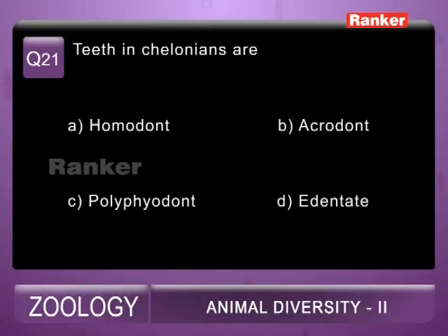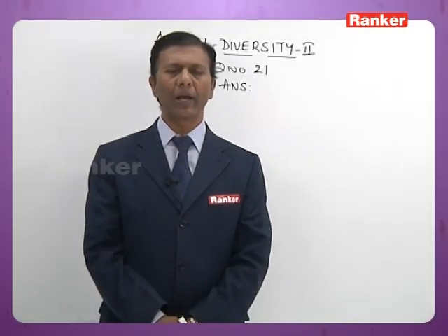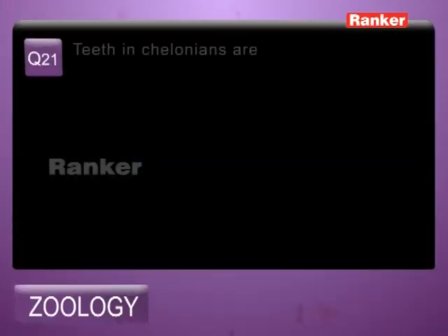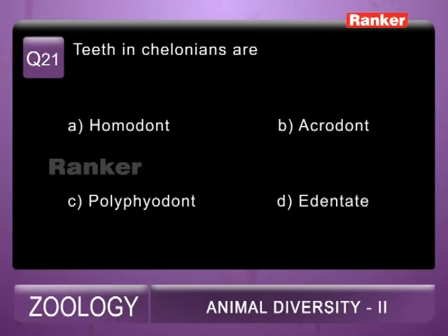The 21st question. The teeth in chelonians are: A. homodont, B. acrodont, C. polyphyodont, D. edentate. Among reptiles, chelonians are the only reptiles without teeth, and animals without teeth are edentulous animals; that is, the jaws are edentulous. So, the 21st question's correct answer is D, edentate, meaning jaws without teeth, also called edentulous jaws.